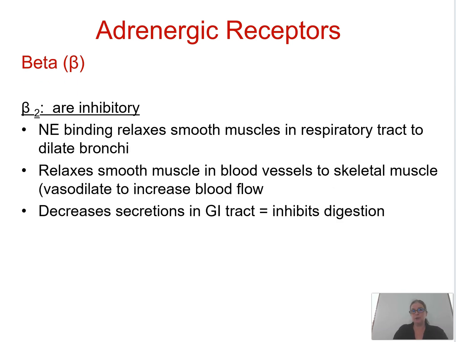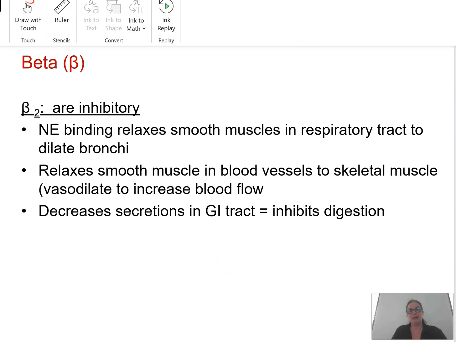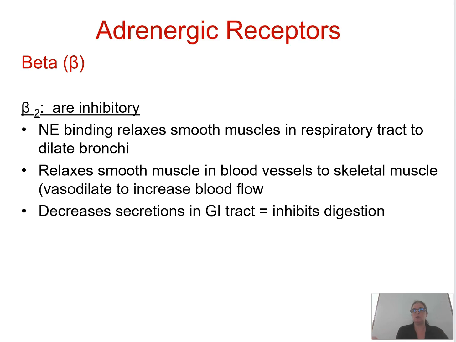Now, beta 2, notice, are inhibitory. So when norepinephrine or epi bind to these, it relaxes smooth muscle. So again, remember, it depends on the receptor. If you look at smooth muscle, particularly in the respiratory tract, so we're looking at the bronchi and the bronchioles, they're the smooth muscle tubes in your lungs. What they're going to do is open up, or dilate, which will help increase airflow in your lungs. It can help relax some smooth muscle in your blood vessels to vasodilate and open them up, mainly the ones to your skeletal muscle. Because when your fight or flight is activated, you need more blood to go to your skeletal muscle so you can fight or flee. And this is how we can increase blood flow there.